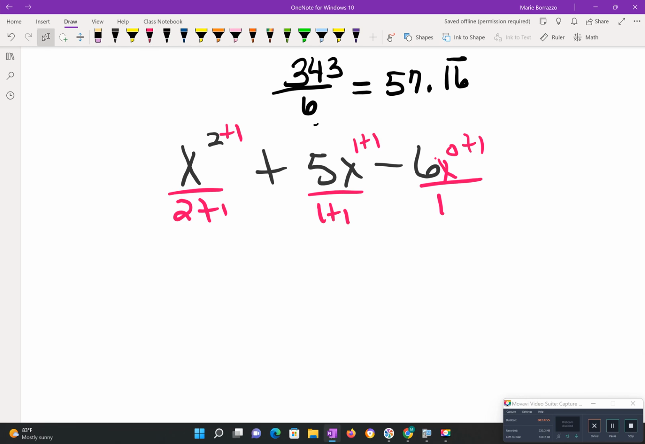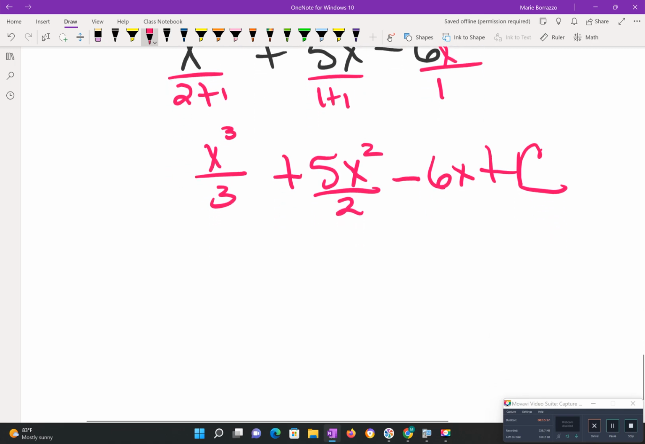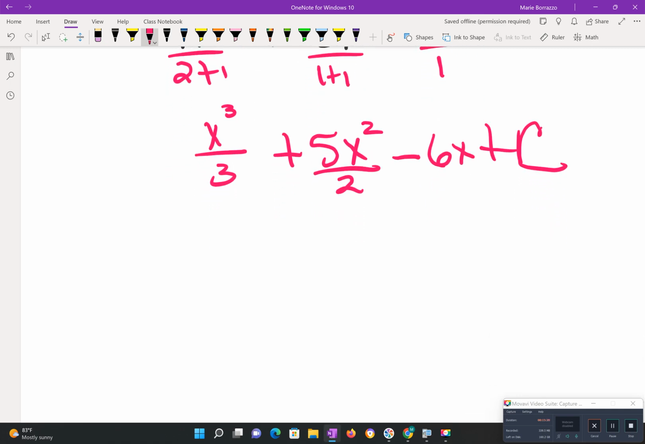Whoosh. Cannot believe I did that. So here's x cubed over 3 plus 5x squared over 2, technically minus 6 plus 1. Excuse me, minus 6x plus c. What's wrong with me? I've been doing this all morning long. You have to understand this is my 4th hour recording.